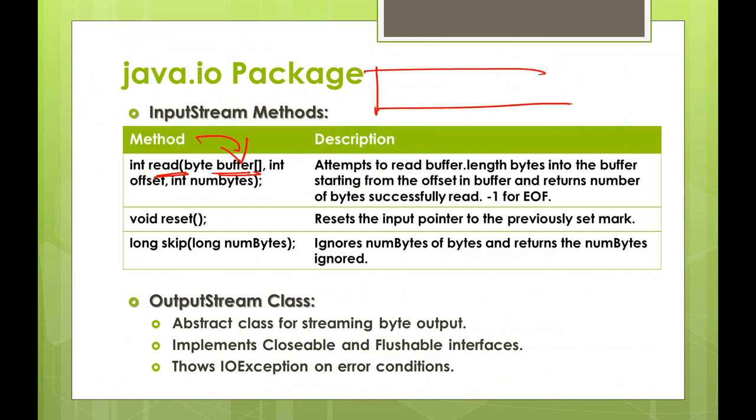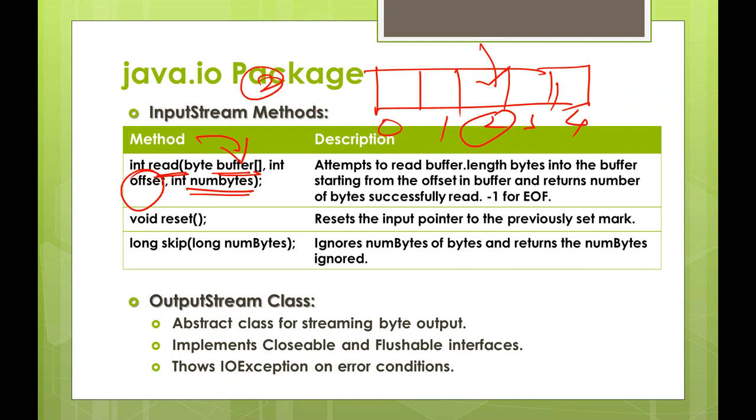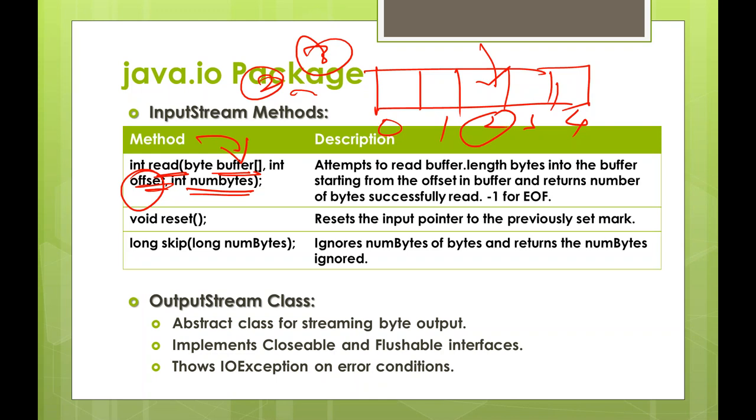Say for example, you have a byte array with 0, 1, 2, 3, and 4. If you want to read data from the second index, you can specify the offset and the number of bytes. Say for example, you want to read 3 bytes from the second index: 1, 2, 3.